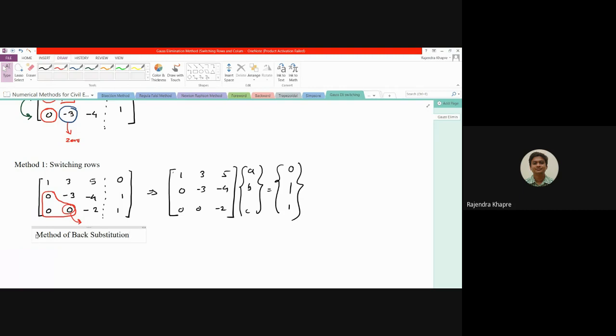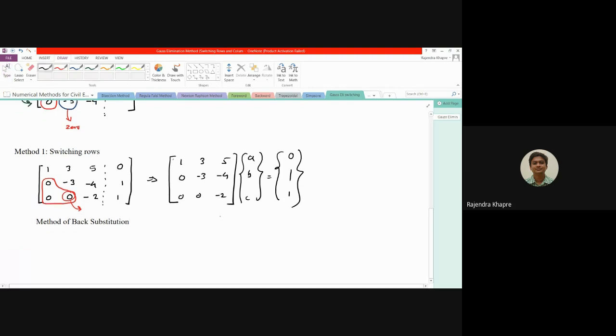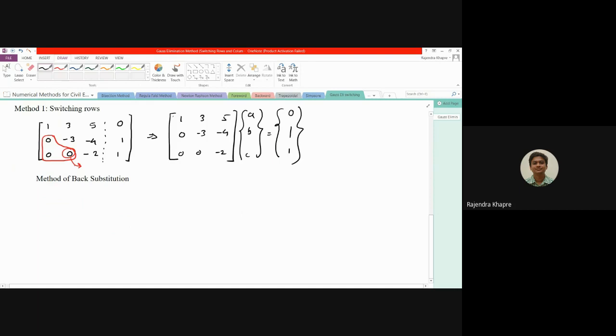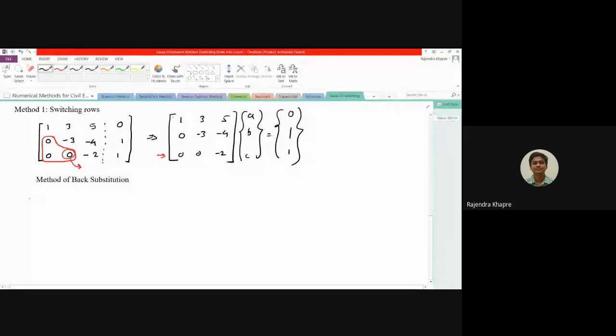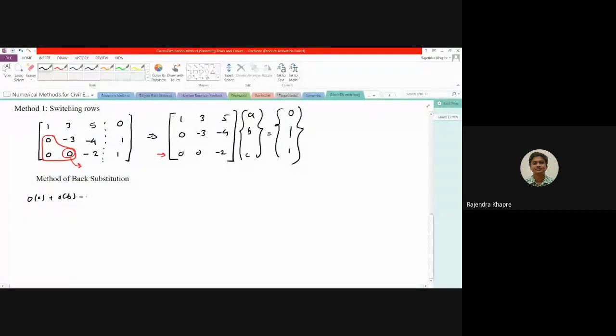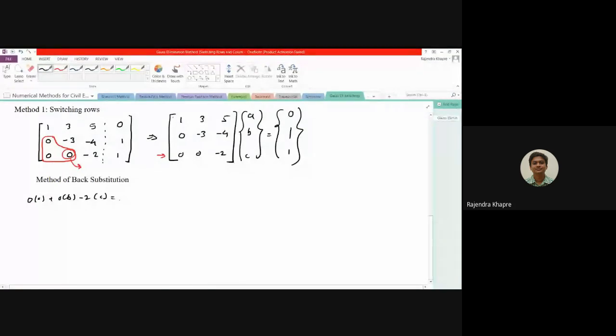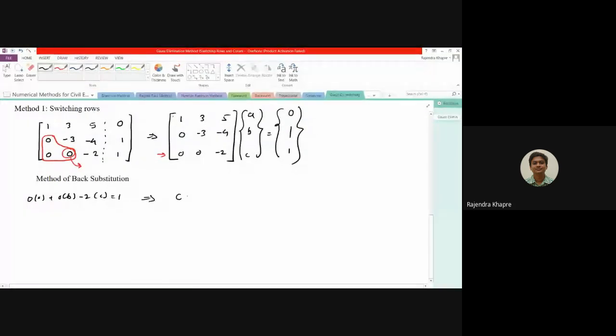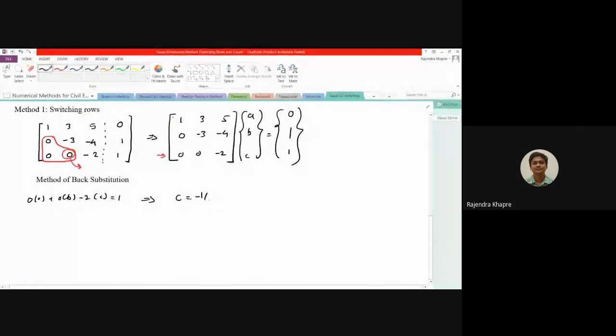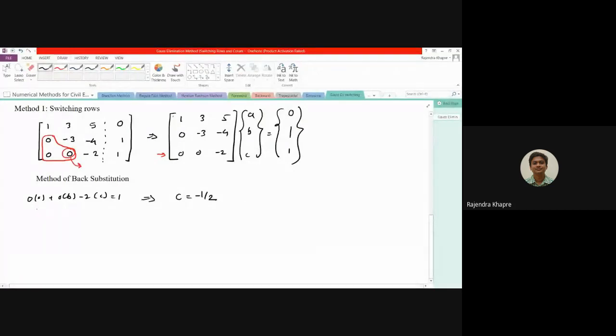Okay, if you use the method of back substitution, we have to write row 3 first. So I'm going to write down row 3 first. This gives me 0 times a plus 0 times b minus 2 times c equals 1. So this gives me the value of c as minus 1 by 2. Okay, so this is for the third row.